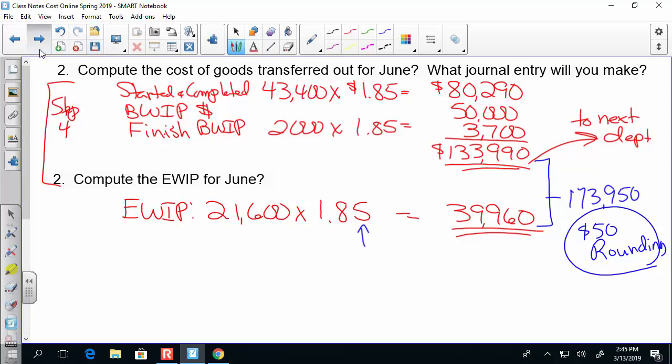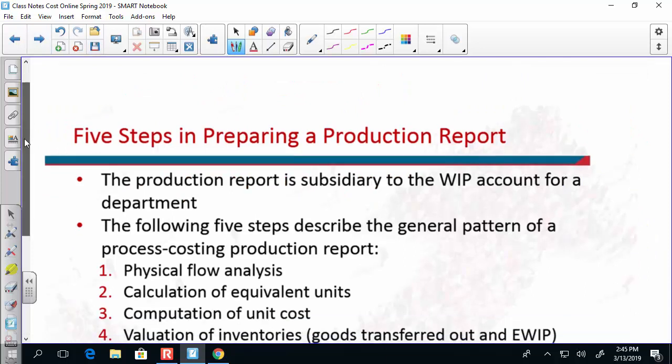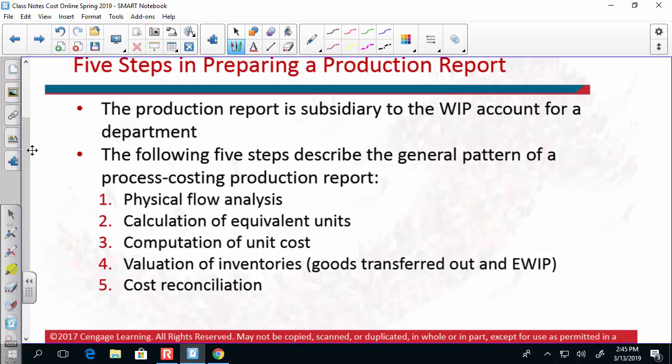I do have some good examples here. Remember, this process here is 5 sections. A physical flow, step 1, is where we look at those whole units and make sure we account for them, right? What's in beginning, what's in ending, how many are completed, how many did we start. And then step 2 is where we look at how much did we get done, the equivalent units of production.